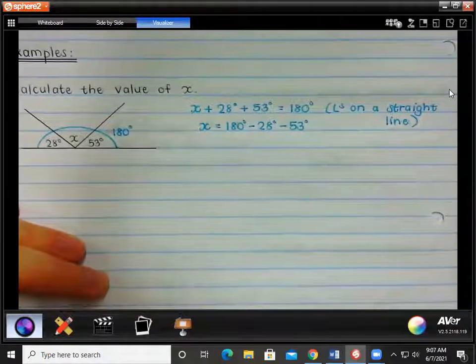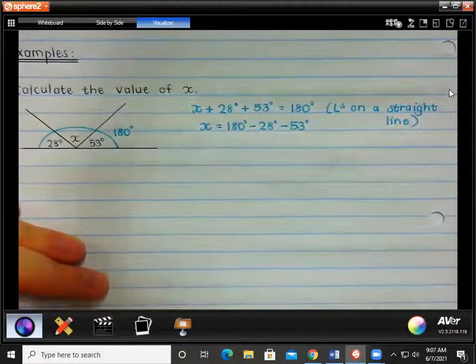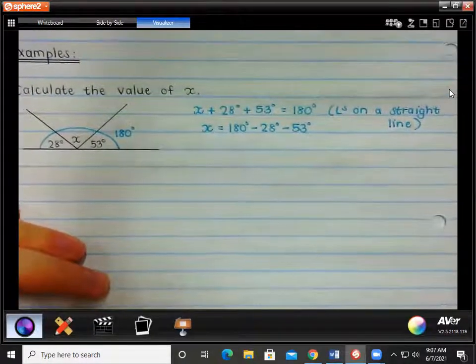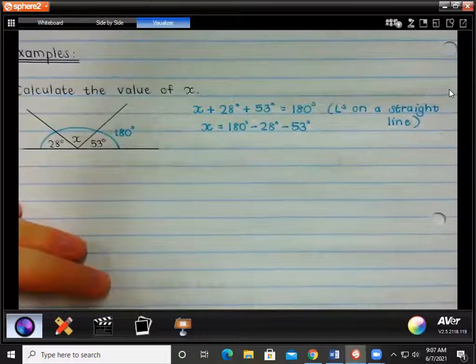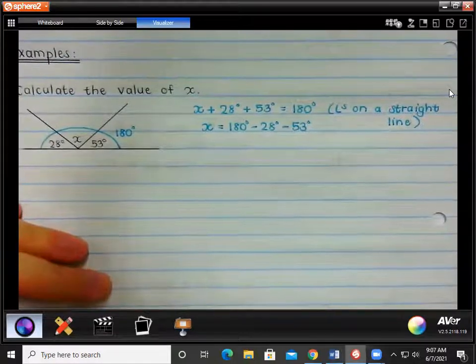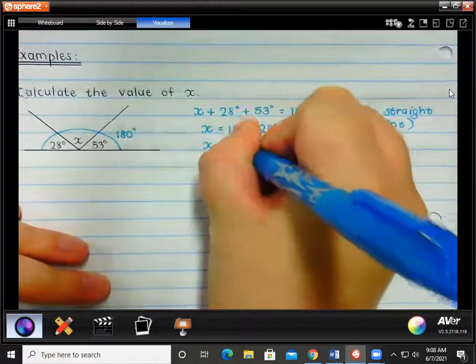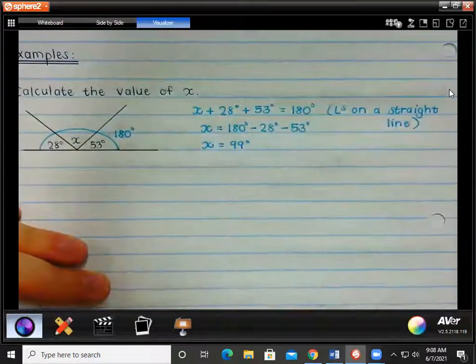All right, you'll see now when we actually get our answer that it does work. So now you can type this into your calculator. They usually allow you to use a calculator for geometry stuff, okay, because it's working with big numbers. Or you could also just do this in your head if you want to. But the final answer is 99 degrees.